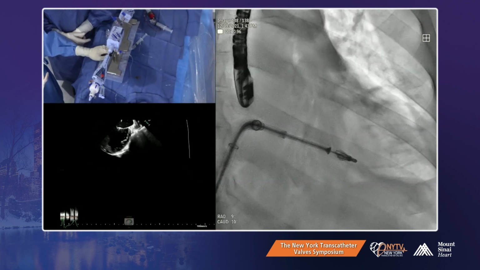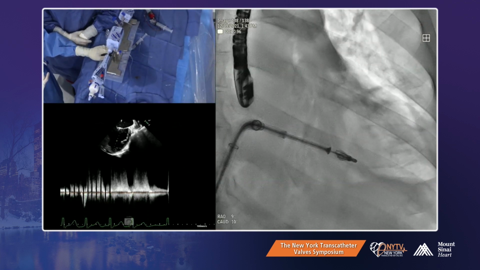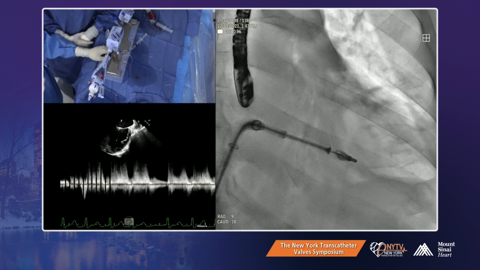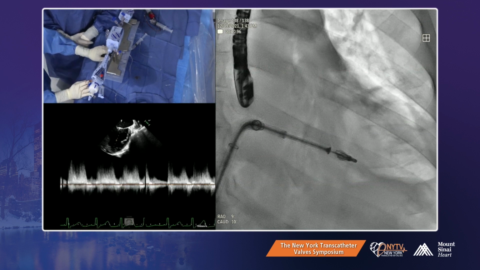Next one will be lateral, medial to this. So we went lateral. Yeah, let's measure the gradient there.